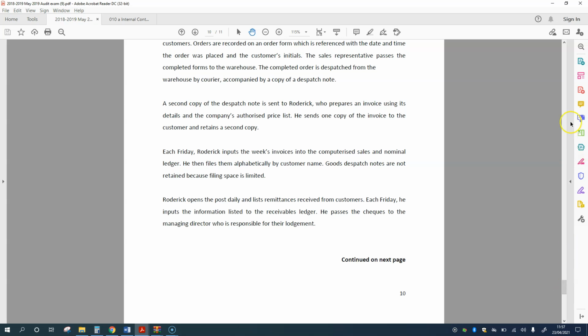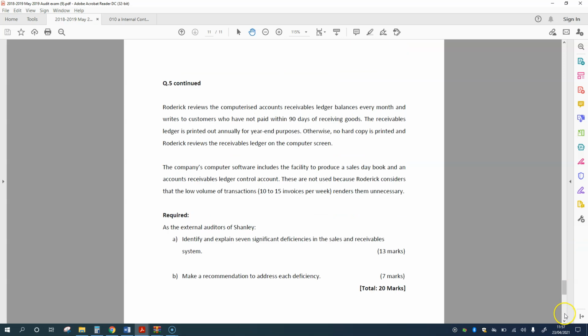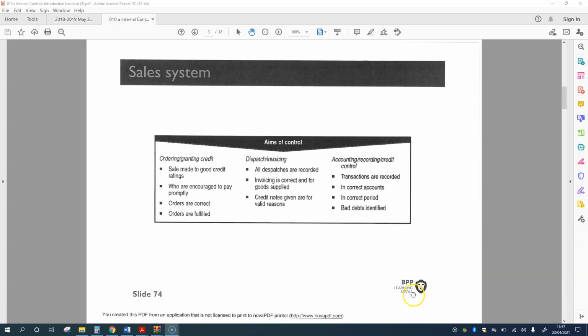So you've seen all the question, and when you're doing a question like this, it helps to know the controls that should be there in a system. So I've got this from the BPP Learning Media pass cards. The BPP pass cards are a really good revision aid. And this is looking at the internal controls in the sales system. It divides the sales system into 3 main areas: the ordering department, the dispatch department, and the accounting and recording credit control department.